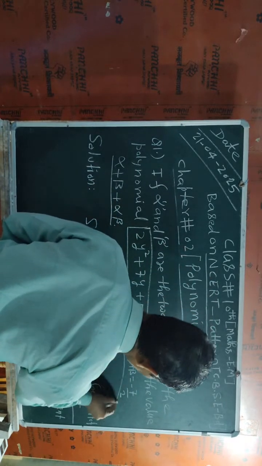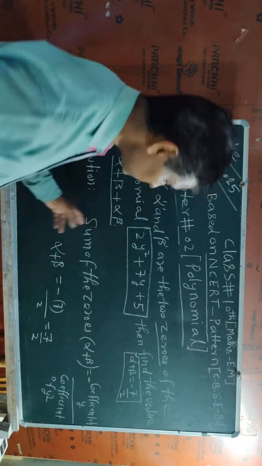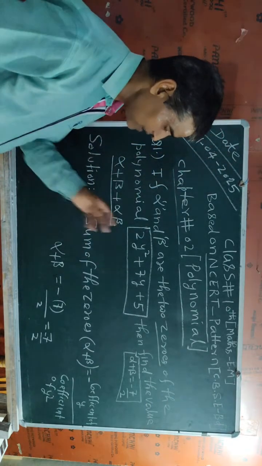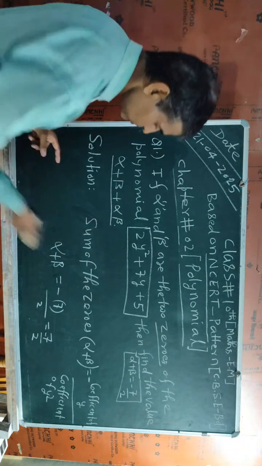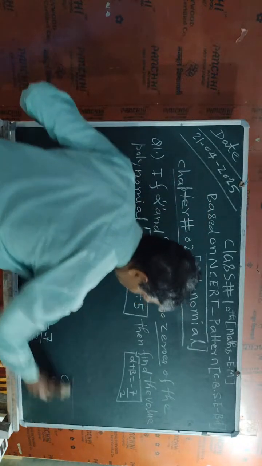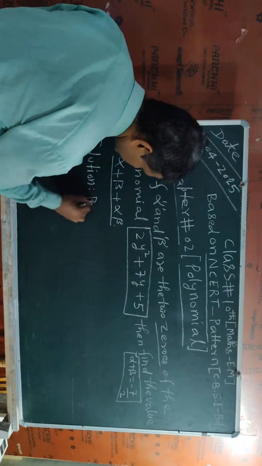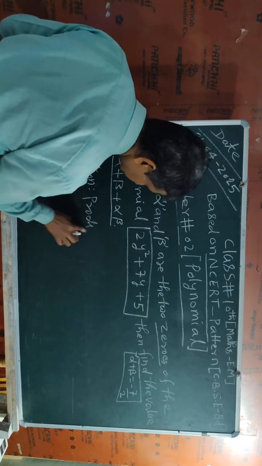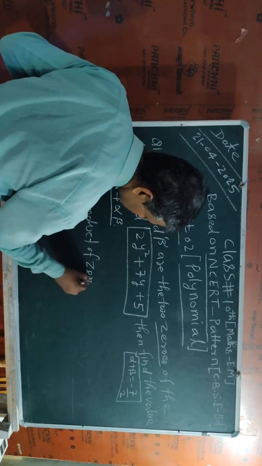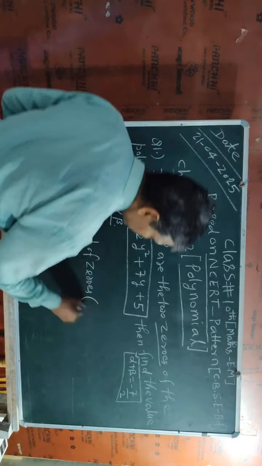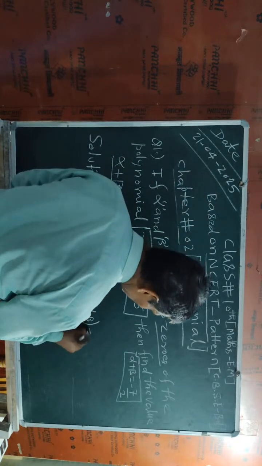I am going to save this information here, because after getting the value of alpha into beta, I will write this expression and then evaluate its value. Okay, students. I am going to erase this. Next is the product of zeros. Product of zeros, in other words, I can say alpha into beta is equal to the constant term.